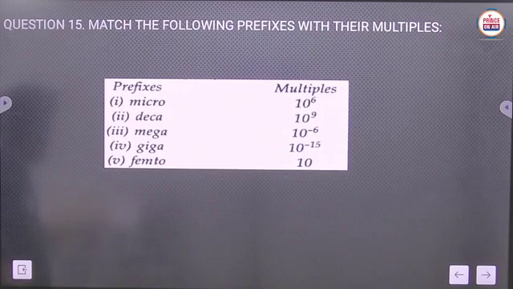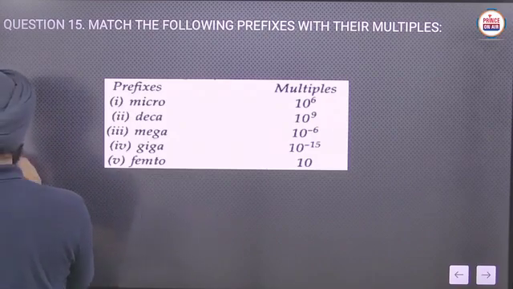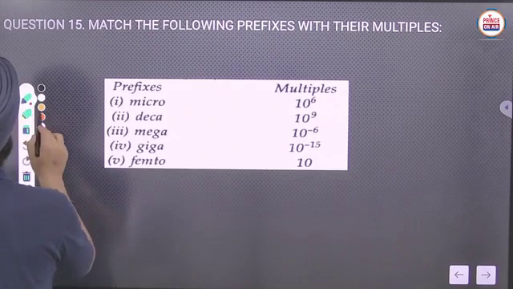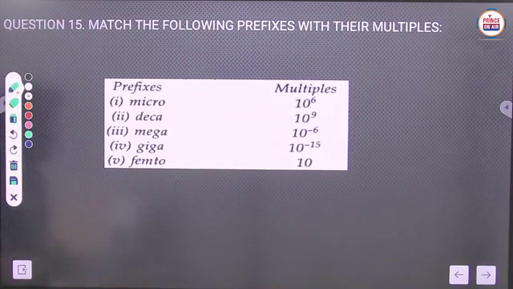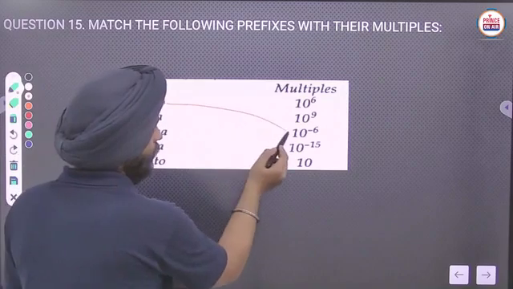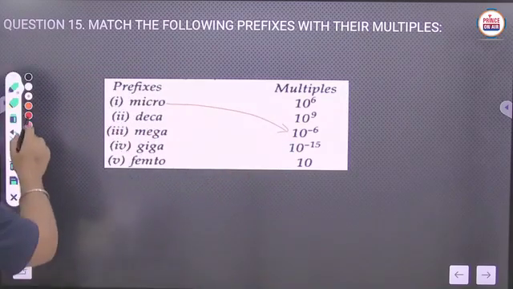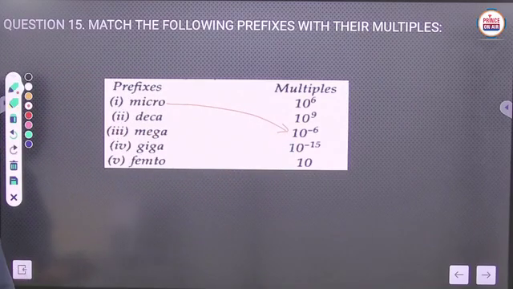So try to do that question. That is the simplest question that you have to do. Okay, done. Now tell that question, we can solve now. See, micro. So what will be the micro? That will be 10 raised power minus 6.